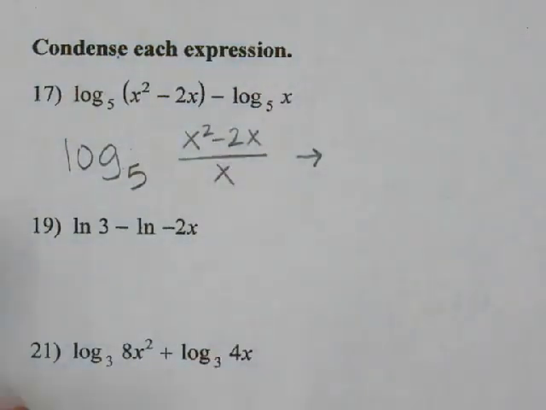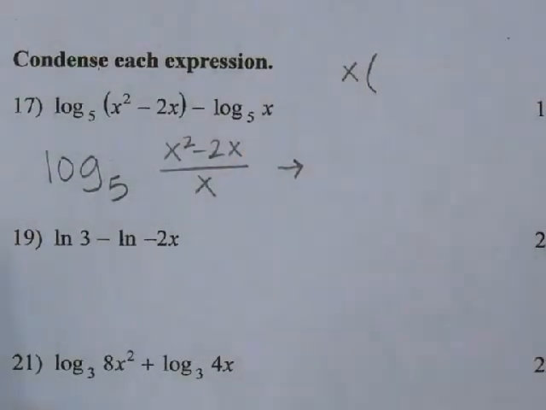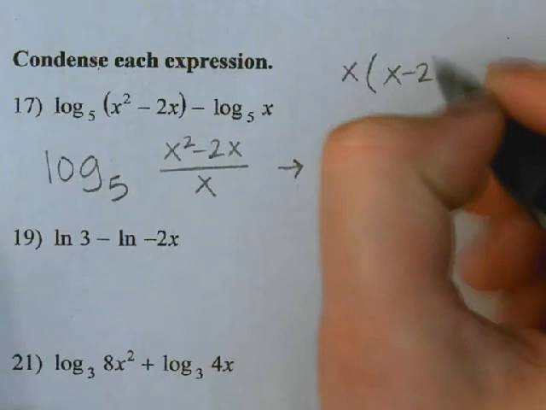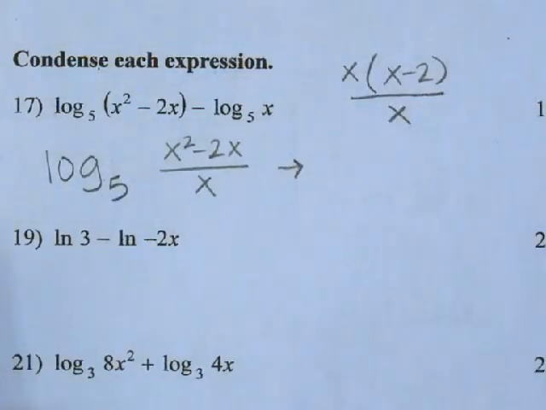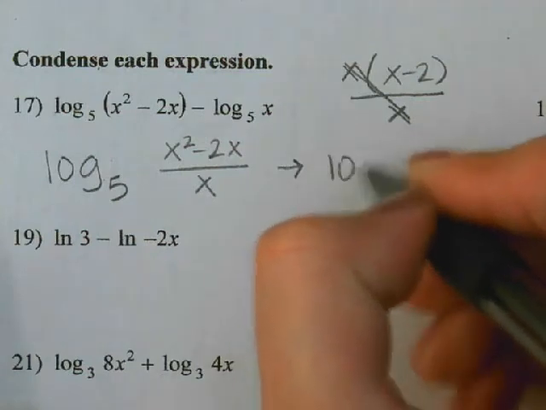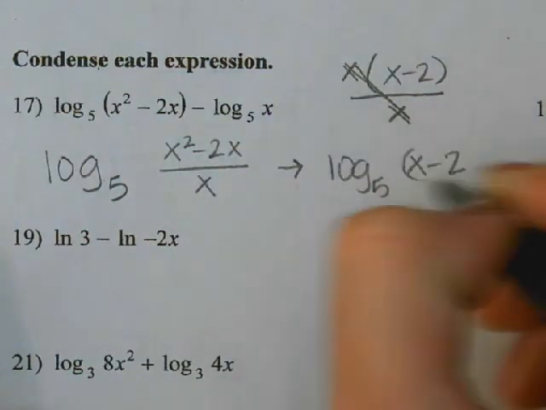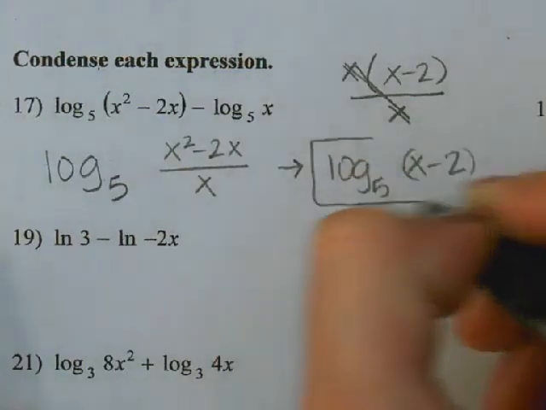How do we factor the top? Yeah, you can take out an x, and what do you have left over? x minus 2. And then we have an x on the bottom. Cancel those. Okay, so this would simplify to log base 5 of x minus 2, and since that's a group, I put it in parentheses.